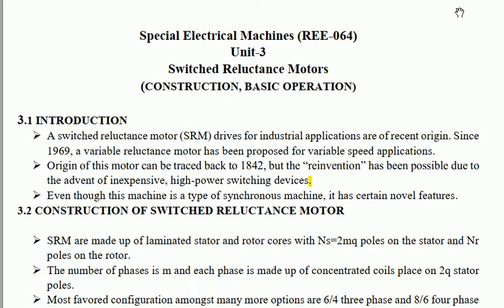Since 1969, a variable reluctance motor has been proposed for variable speed applications. The origin of this motor can be traced back to 1842, but the invention became possible due to the advent of inexpensive high-power switching devices. Even though this machine is a type of synchronous machine, it has certain novel features.